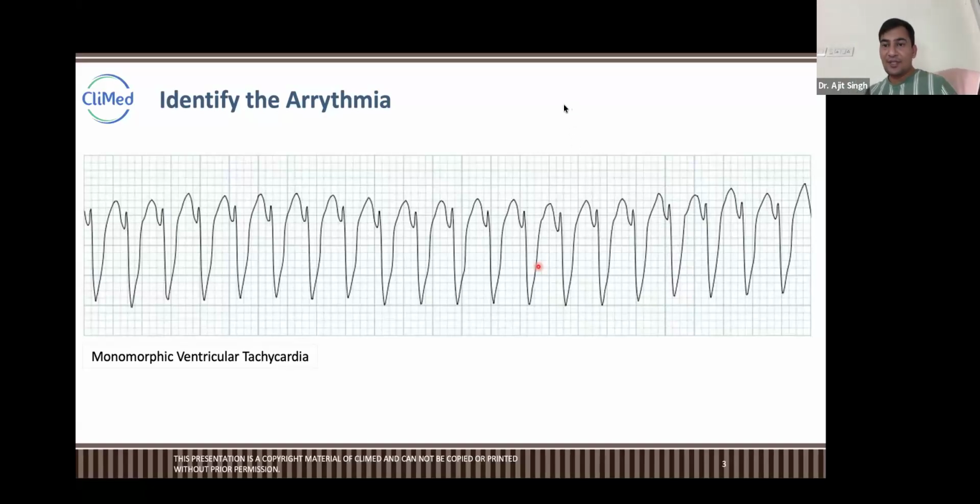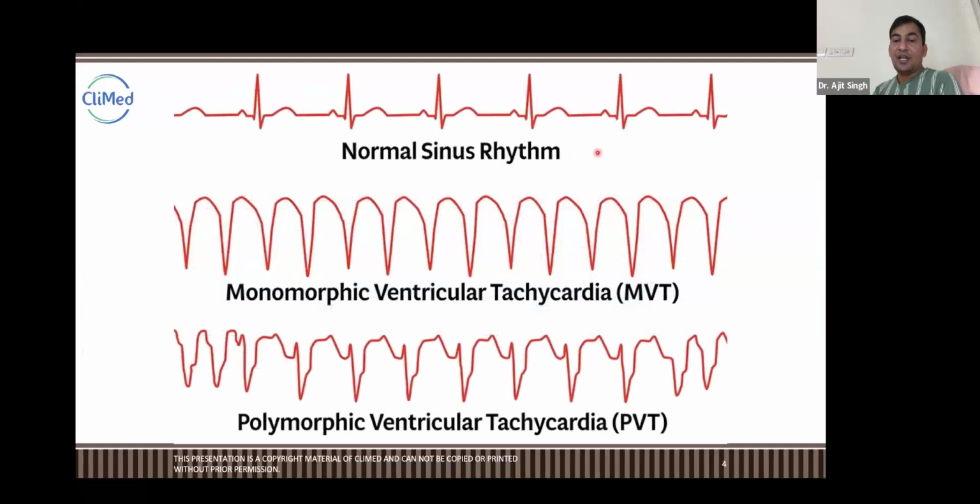Anything else here? Any questions on this, guys? Any questions on this slide? No? Then let's go. See here. Look at this. This is normal sinus rhythm.